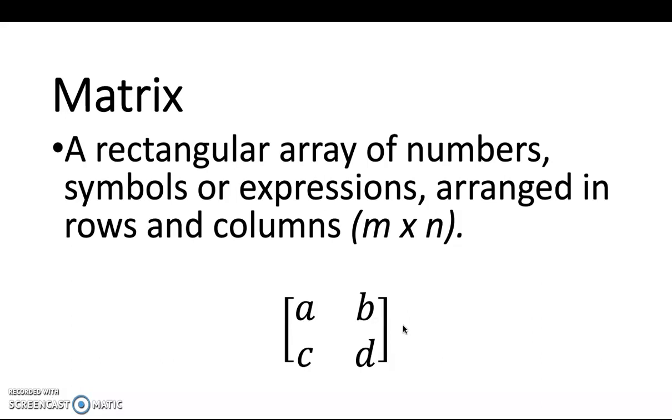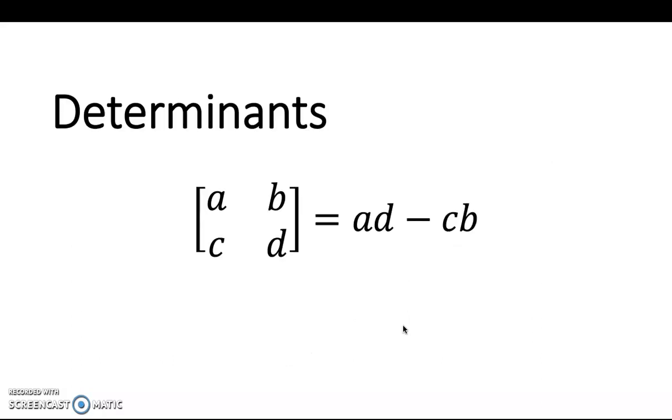Now, how are we going to get the determinant of this matrix? The determinant of this matrix is simply the product of A and D minus the product of C and B. So as you can see, it's the product down minus the product up. Product down minus product up. Okay, so AD minus CB.